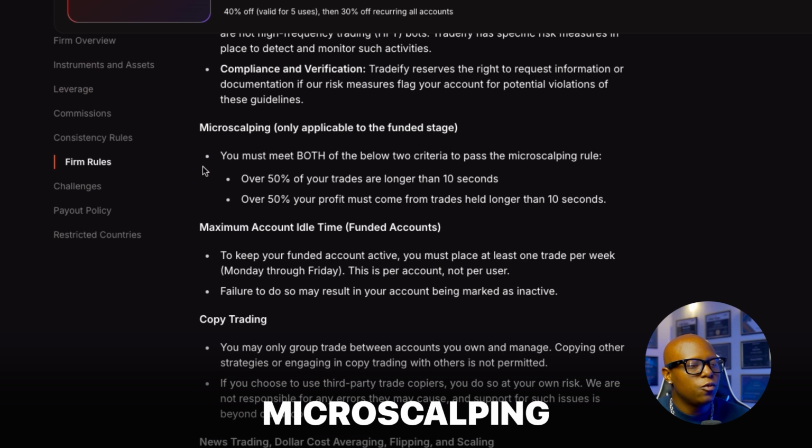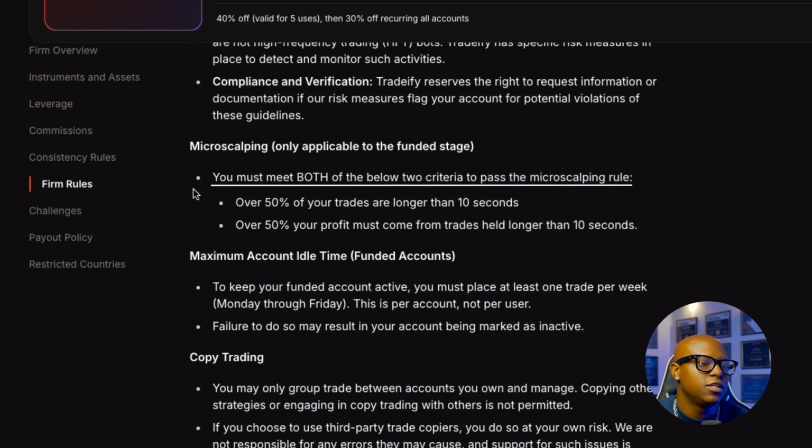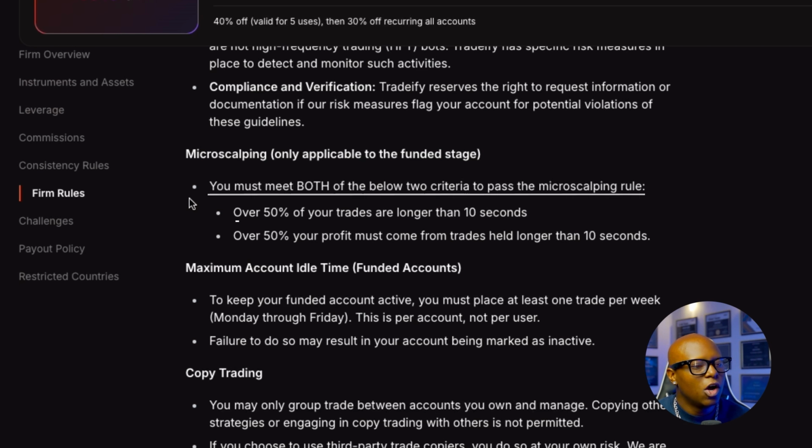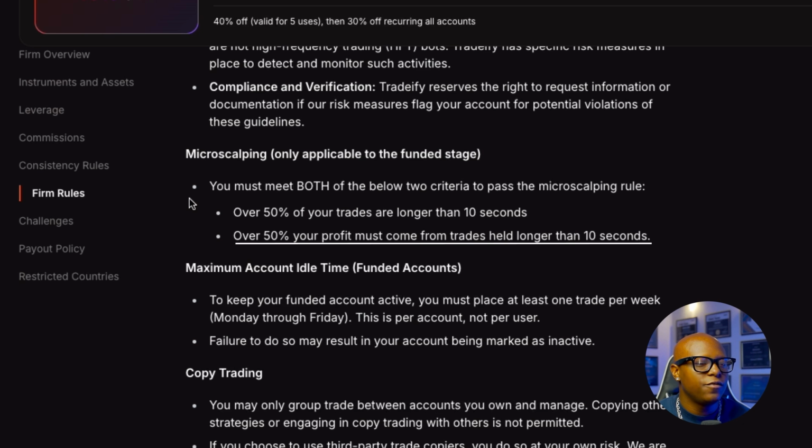For micro scalping, you must meet both of the below 2 criteria to pass the micro scalping rule. Over 50% of your trades are longer than 10 seconds, and over 50% of your profits must come from trades that are longer than 10 seconds.